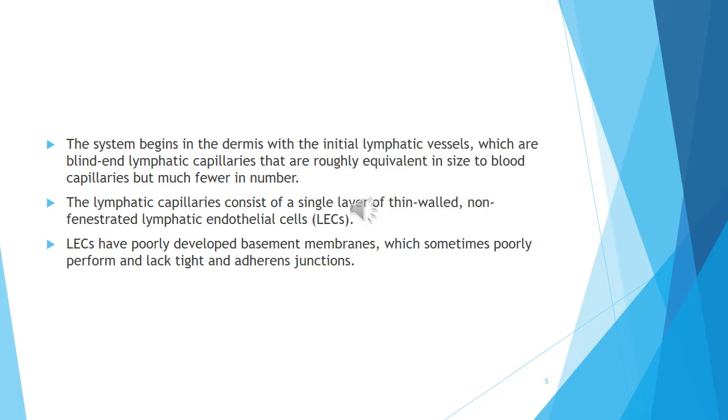The system begins in the dermis with the initial lymphatic vessels, which are blind-end lymphatic capillaries that are roughly equivalent in size to blood capillaries but much fewer in number. The lymphatic capillaries consist of a single layer of thin-walled, non-fenestrated lymphatic endothelial cells, that is LEC. LEC have poorly developed basement membranes and lack tight and adherens junctions.